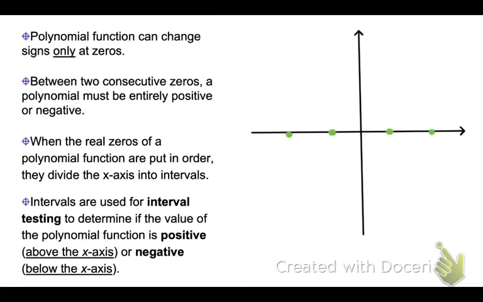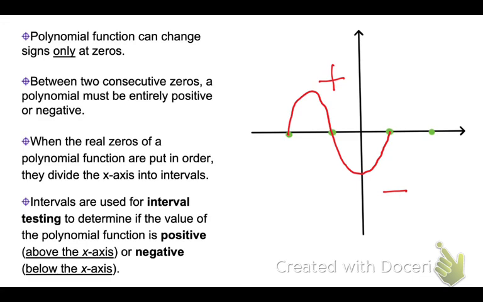Yes? When I say change signs, everything up here is what? Positive? Yeah. And everything down here is what? Negative. Because it's the y-axis, isn't it? Okay? Between 2 consecutive zeros, a graph must be entirely positive or entirely what? Negative. It obviously can't cross if there isn't an open door, and a 0 is an open door.